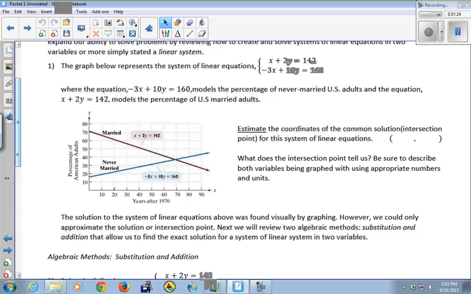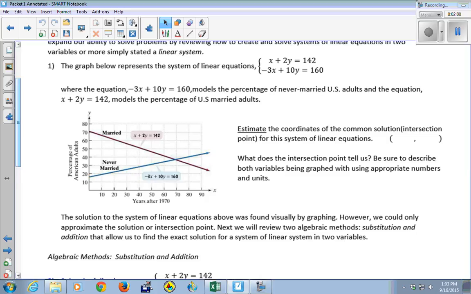So this graph down below represents the system of linear equations x plus 2y equals 142 and negative 3x plus 10y equals 160. The equation negative 3x plus 10y equals 160 models the percentage of never married US adults, right? And the equation x plus 2y equals 142 models the percentage of US married adults. So never married and currently married are the two different equations.